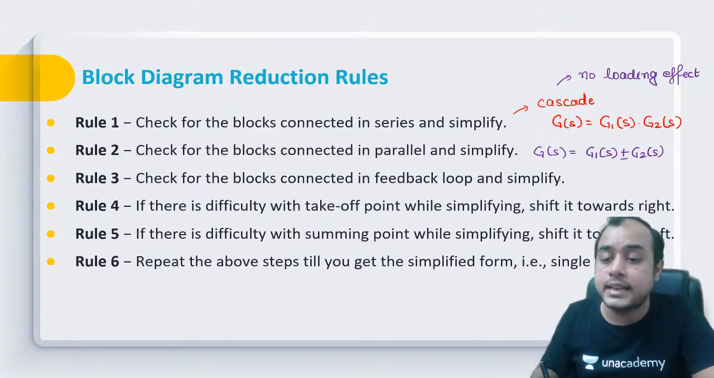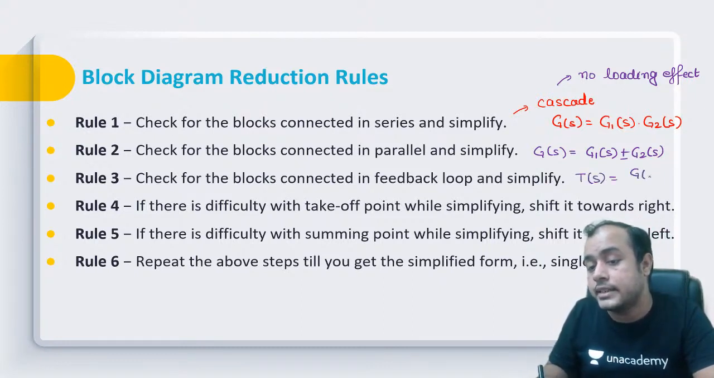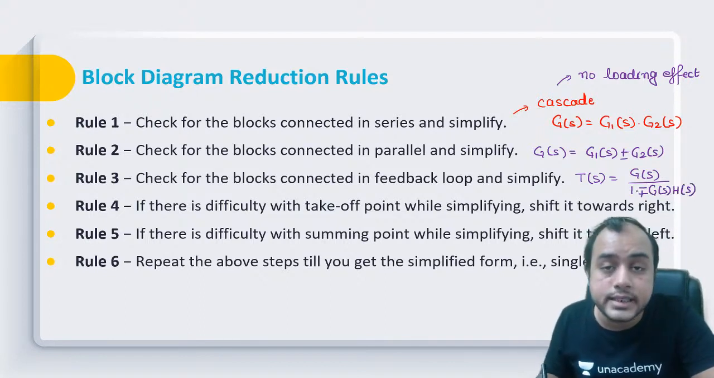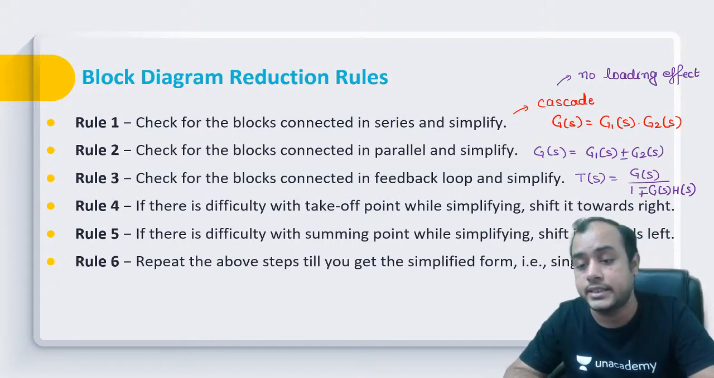Check for the blocks connected in feedback loop and simplify. In feedback loop, what we have? G(s) over 1 minus plus G(s)H(s). For positive feedback, we have minus G(s)H(s), and for negative feedback, we have plus G(s)H(s).